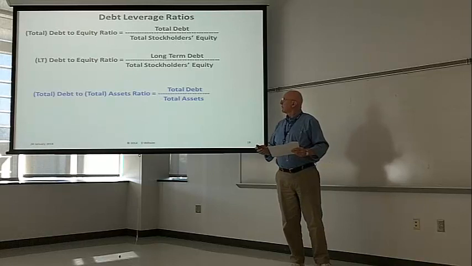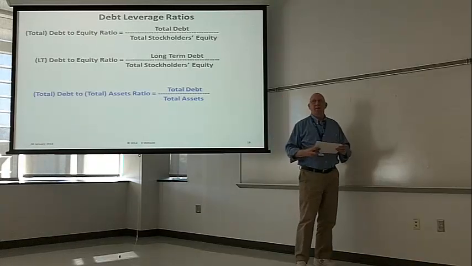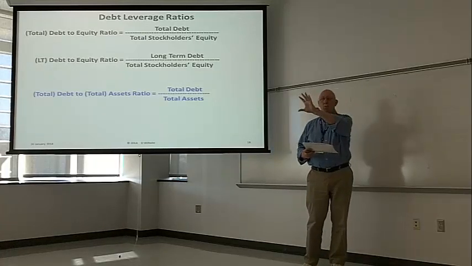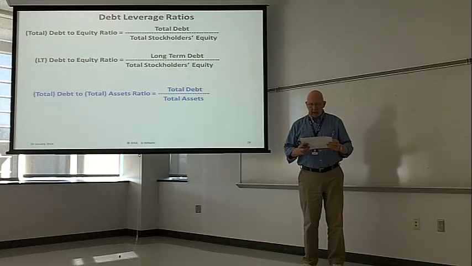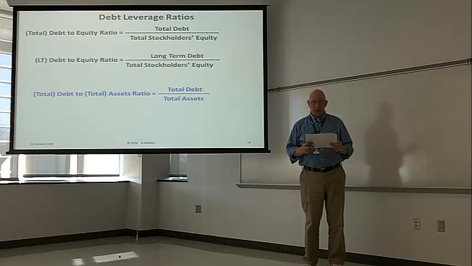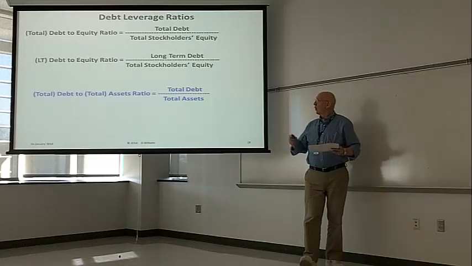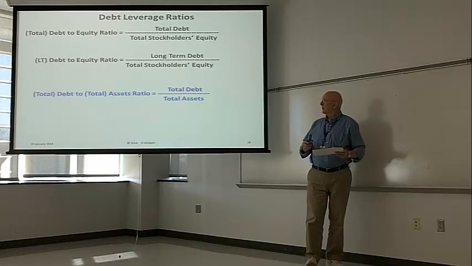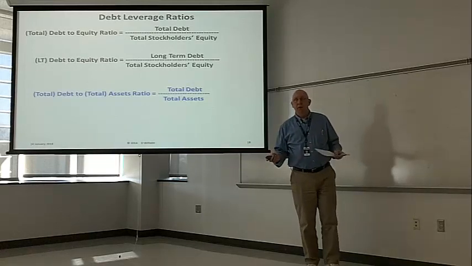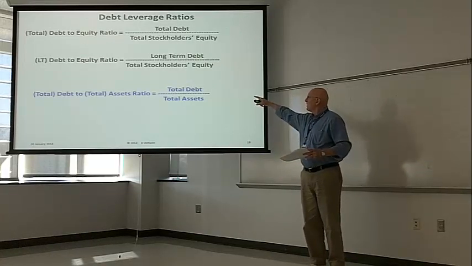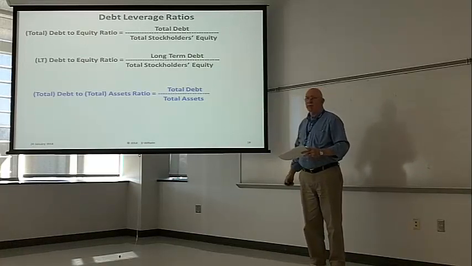Some debt leverage ratios look at basically how much do we own of the company compared to what we owe to creditors. And you can look at total debt to stockholders' equity. You can just look at long-term debt to stockholders' equity, or you can look at debt to assets. Total debt to total assets ratio in particular, generally total is understood unless some other qualifier is there. And we just want to look at the total debt to the total assets.